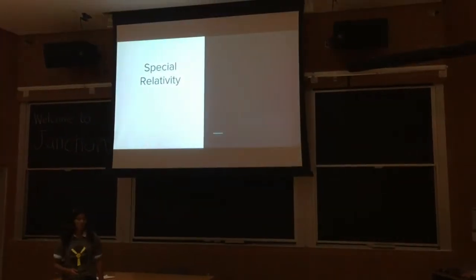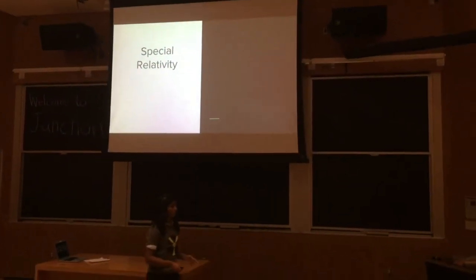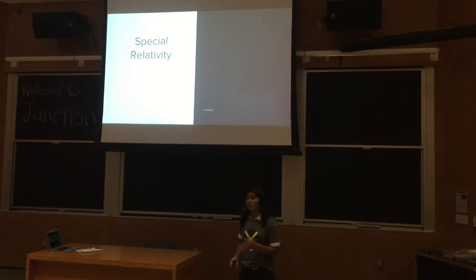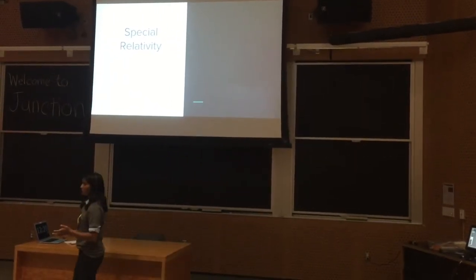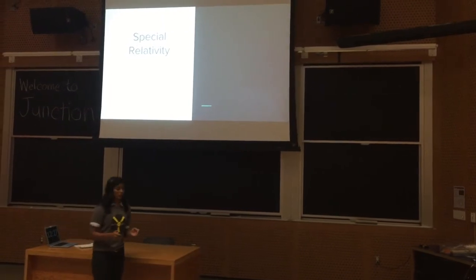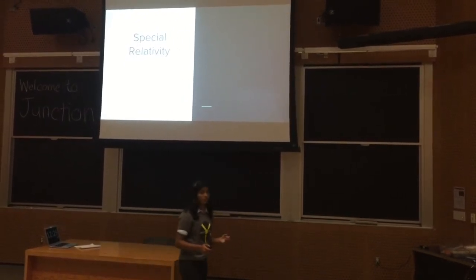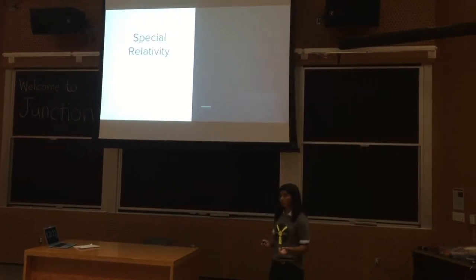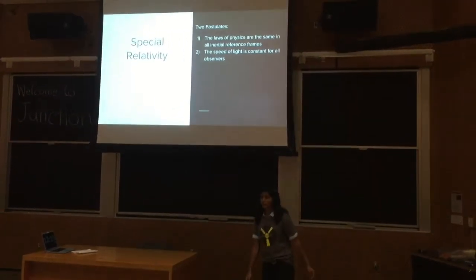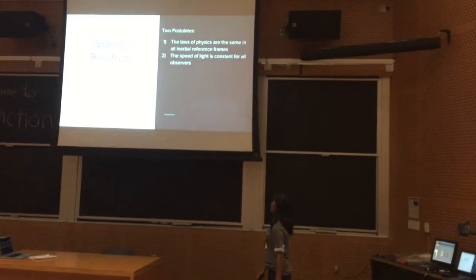So to talk about how the nature of black holes works, we're going to touch upon special relativity and general relativity. So what is special relativity? Well, before general relativity was published, Einstein published a theory about motion called special relativity. Special relativity has two postulates.